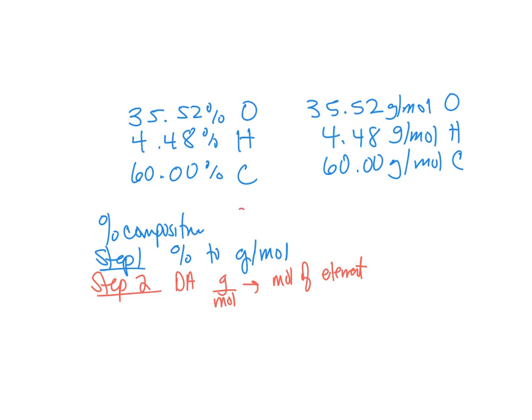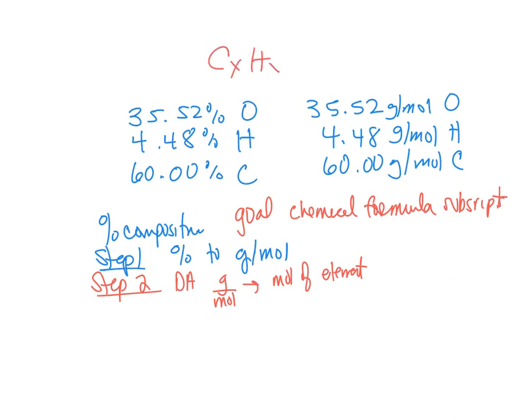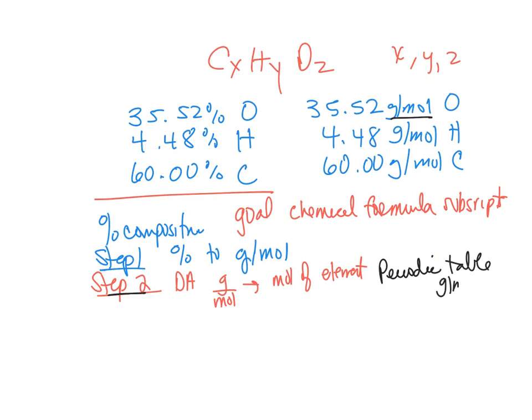Okay, so our goal is to get the chemical formula, and that means we need the subscripts. So I'm trying to get the subscripts because this is going to be carbon something, hydrogen something, oxygen something, and I don't know what the X, Y, and the Z are, and sometimes you can get percents like that. So step one, you just change the percentage to grams per mole, and then step two, we're going to use the periodic table with their masses, their grams per mole, their molar mass, to get the subscripts.